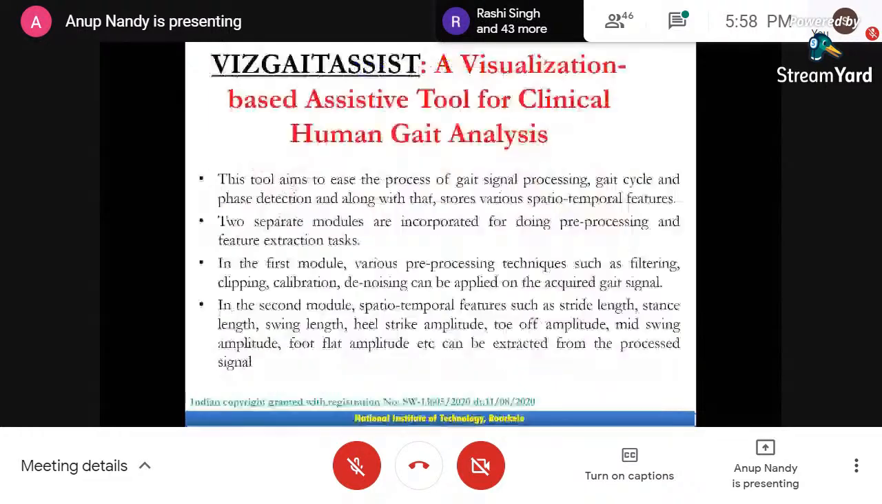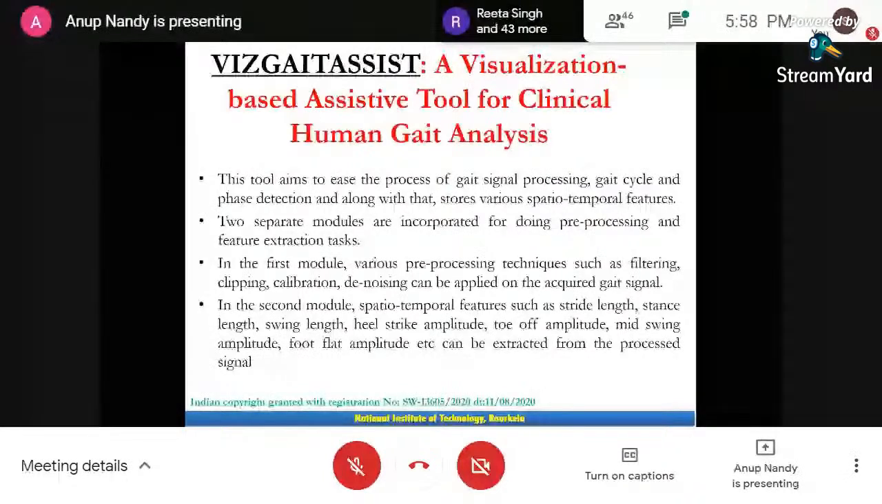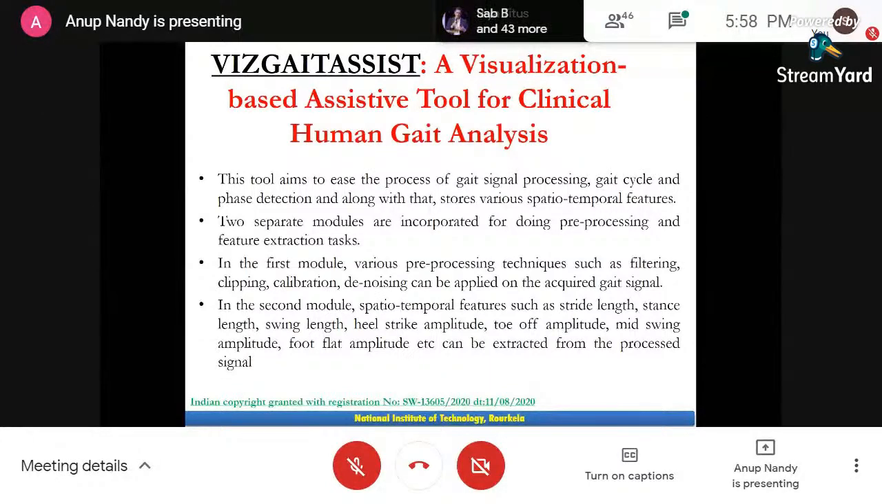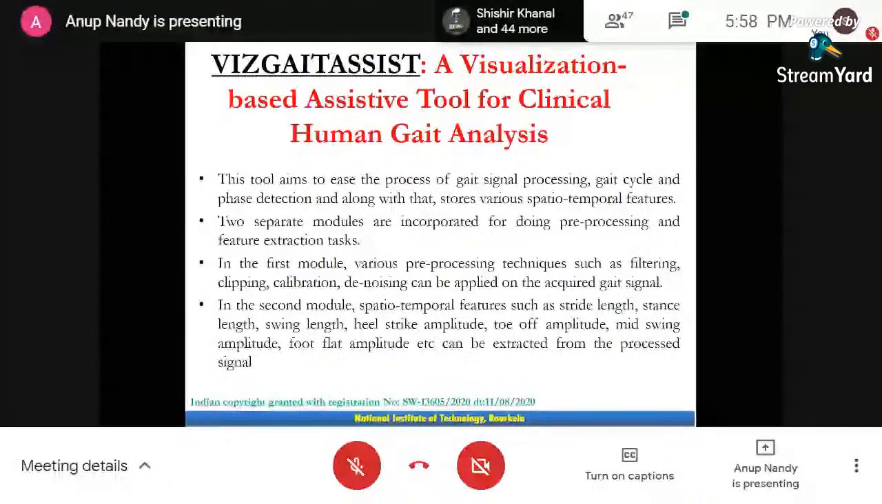Now these are the tools that we have developed. That is called the Vig Gate Assist, a visualization based gait analysis tool. The entire tool has been made using Python, and it aims at gait signal processing, then gait cycle detection and phase detection, along with various spatiotemporal features.